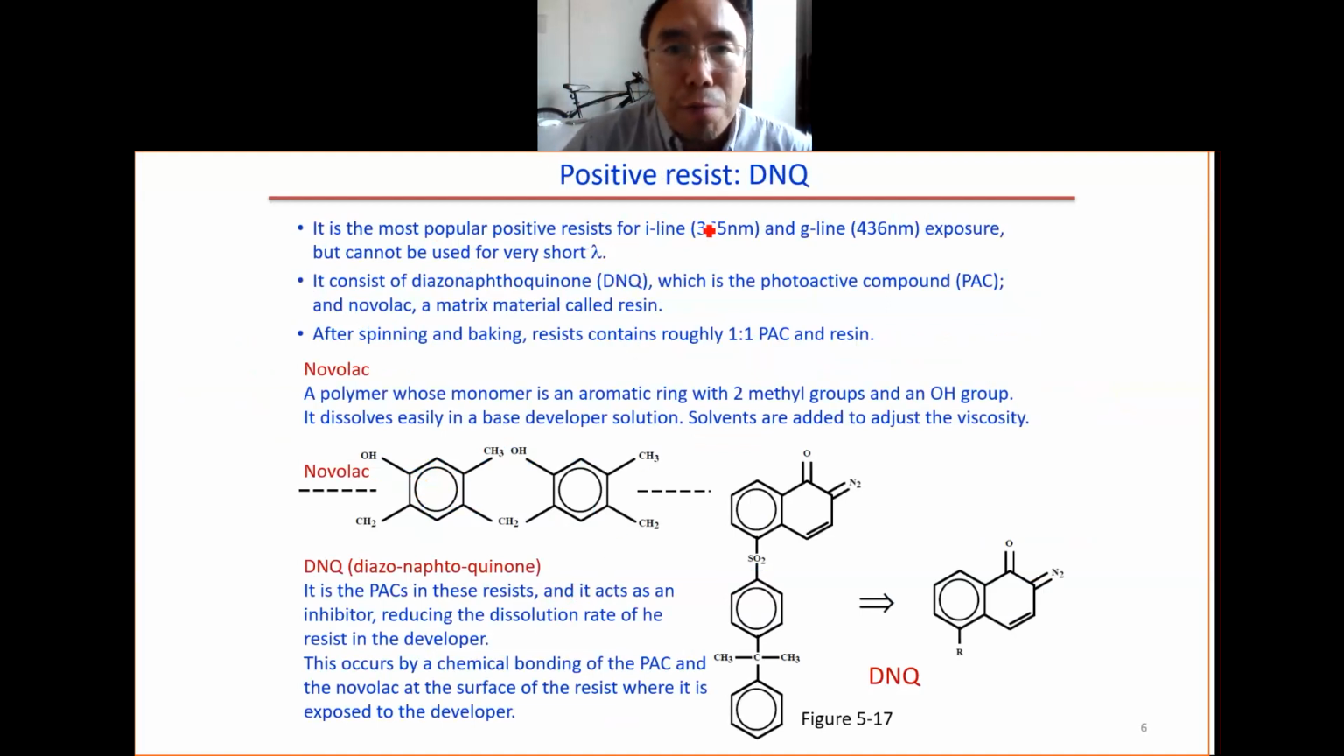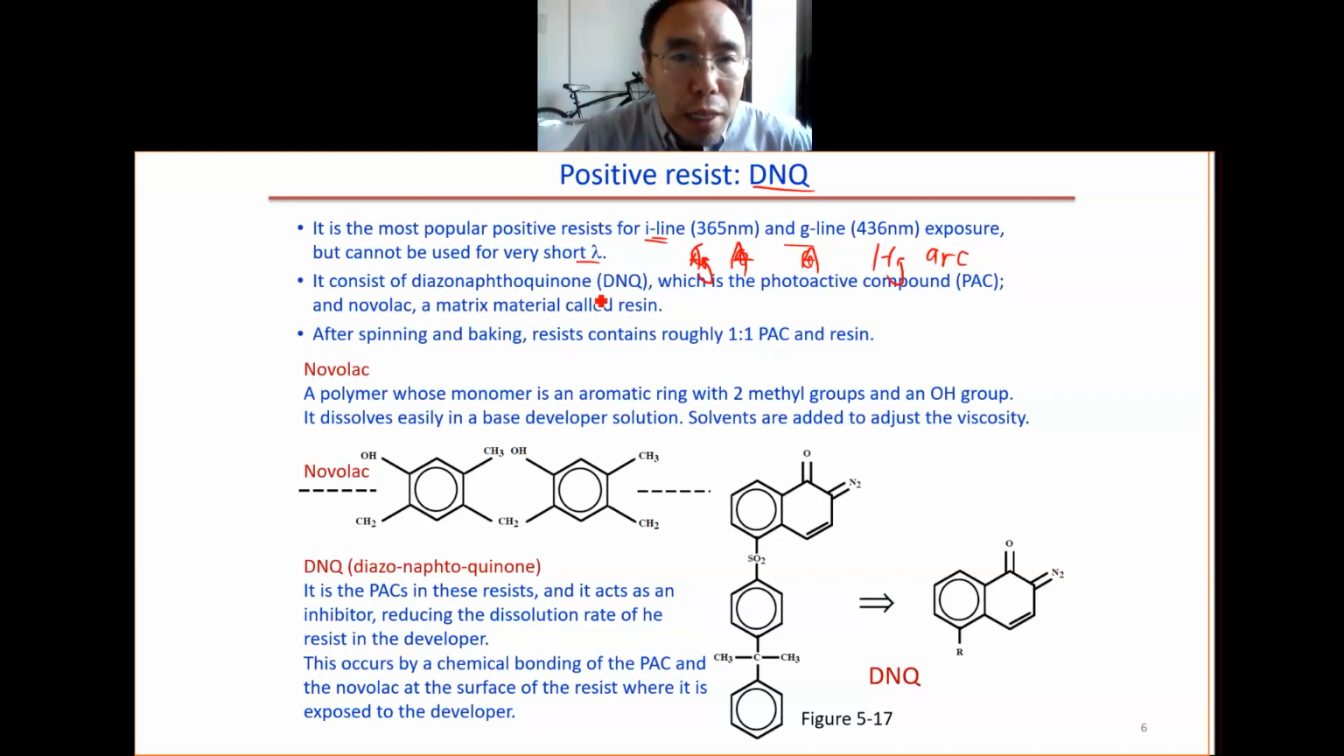The most popular resist is the DNQ. This one was developed in the 1970s, and it is still the most popular resist today after 50 years. It is useful for the I line and G line resist. These are the wavelengths of the mercury arc lamp, Hg arc lamp. I line, G line work for that, but it cannot be used for the short wavelengths.